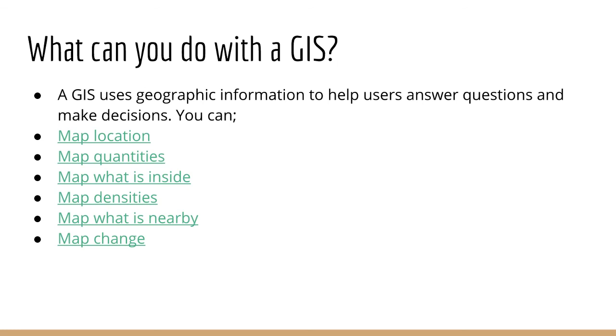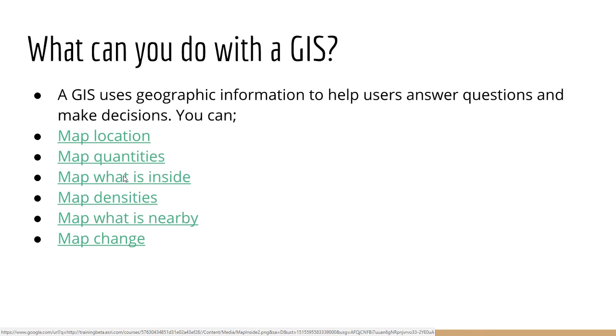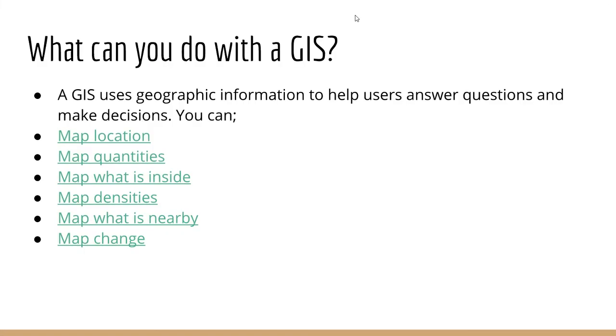Okay, so what can you do with the GIS? A GIS uses geographic information to help answer questions and make decisions. So here are some of the things that we can do with the GIS. We can simply map location. Maps that just map location are referred to as general reference maps. It's a whole class of maps, and we've got an example of them here somewhere, maybe.